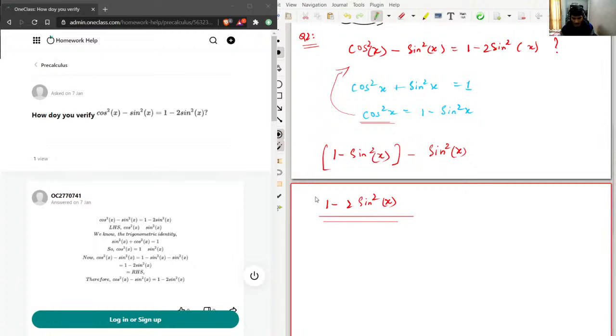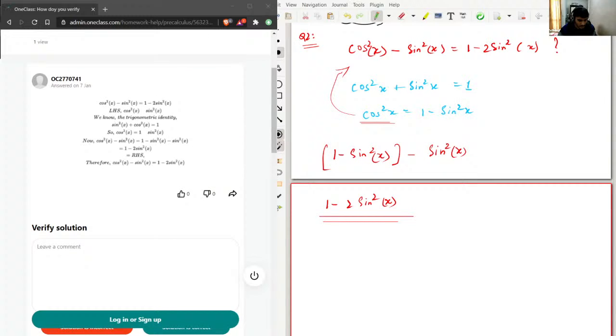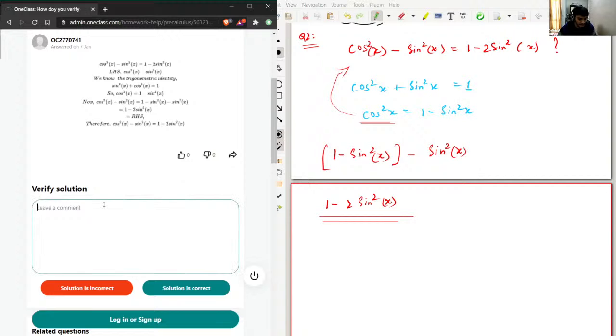Voila. So we have finally proved this, and in this way we can convert. We can also substitute this sine square x in terms of cosine square x, and we'll get 2 cosine square x minus 1, but that was not given, so no need to go for that. And here also they have followed the same procedure, because this is the procedure for verifying the identity. And I can just say correct solution. Nice job this time, nice job.